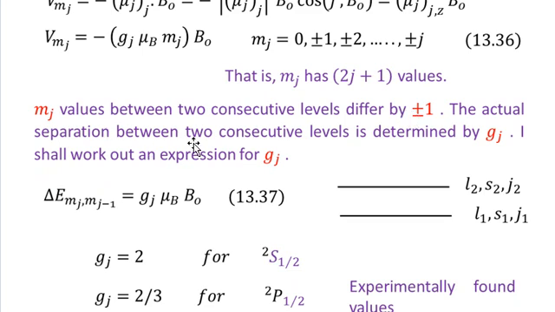The actual separation between the two consecutive levels is determined by Gj, which is the Lande g factor. So I shall work out an expression for Gj. As you can see, the magnetic potential energy depends upon Gj and other quantities. The other quantities, for example mu_B, are constant and Mj will vary according to this rule. The magnetic field is usually constant, so Gj will determine the separation.